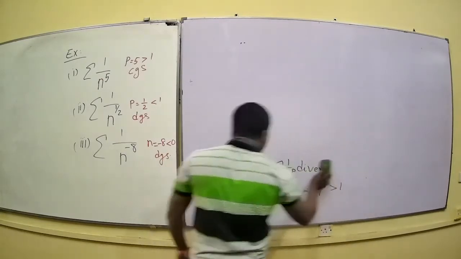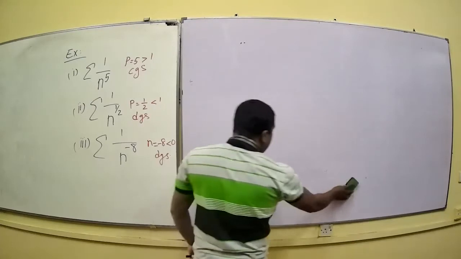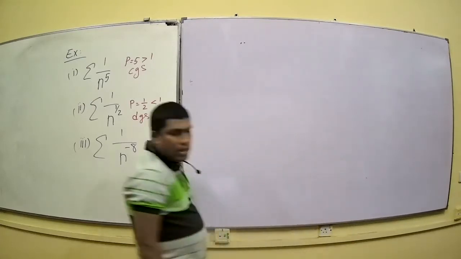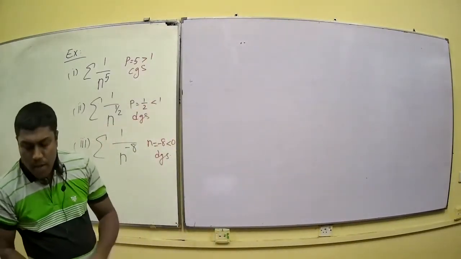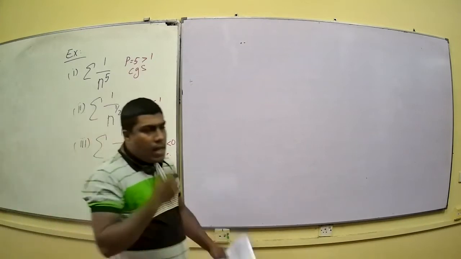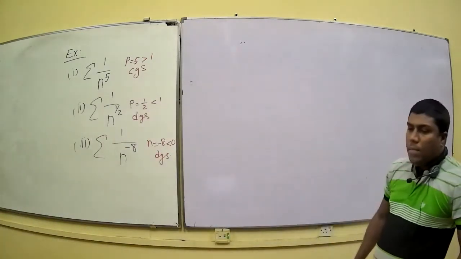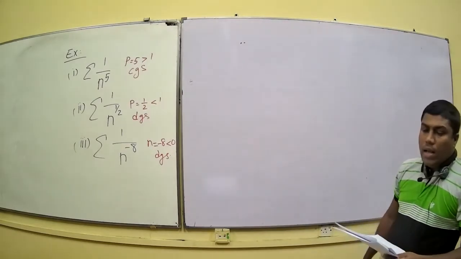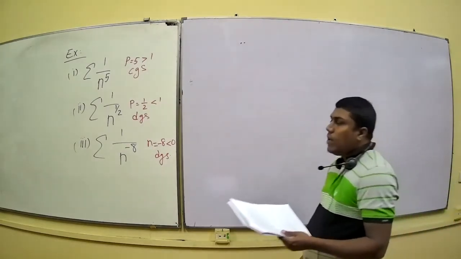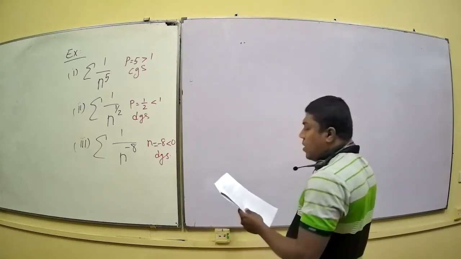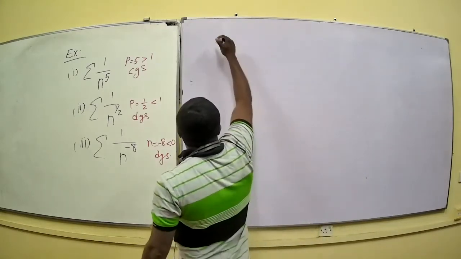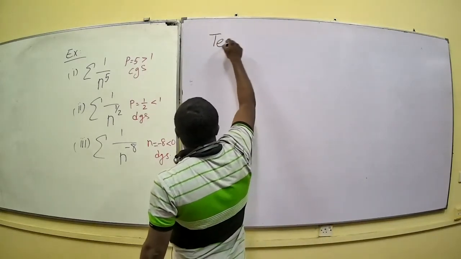So we will study about 4 or 5 different tests, one by one. Some of them we will prove and some of them we won't prove. We will just take the results and apply them in the examples. Depending on the time available, we will see how we can do. Okay, so this is the section.